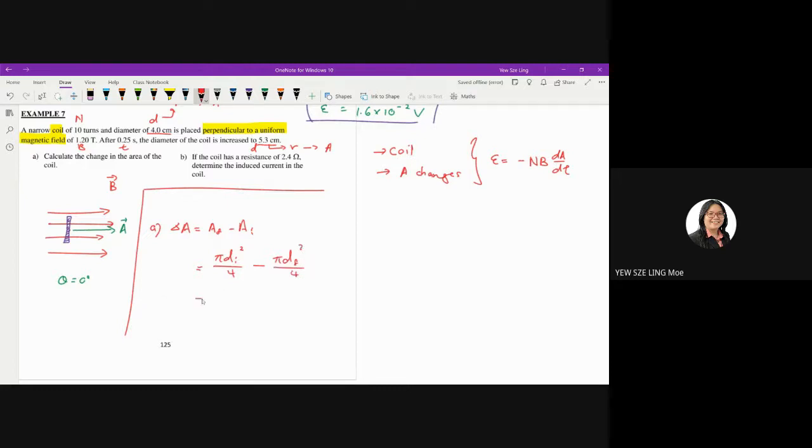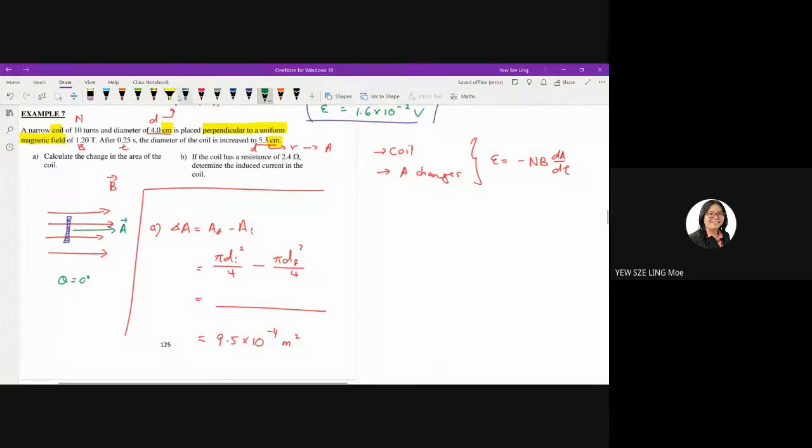Okay, so you plug in the values. Remember to change everything into SI units, because the units given are in cm. Make sure to convert it into meters. So the final answer should be 9.5 times 10 to the power of -4 meter squared. Okay, that is the answer for question A. Now, question B.